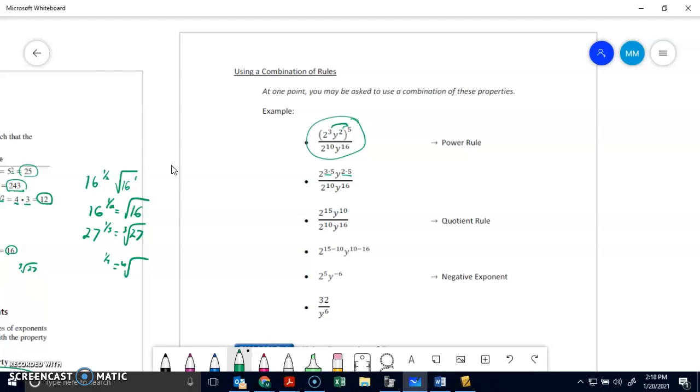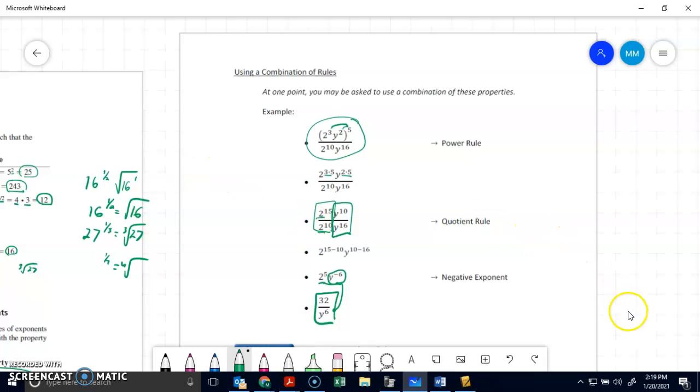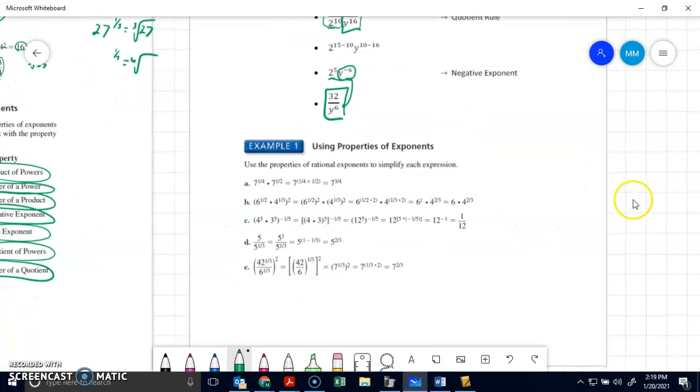Now I'm going to use the quotient rule. Both of these are base 2. I'm dividing, so I'm going to subtract those exponents. 15 minus 10 is 2 to the 5th. Subtract these exponents. Y is negative 6 is its exponent. 2 to the 5th is 32, and a negative exponent means reciprocal, which means it gets put in the denominator. So again, just a little bit of algebra 1 review to help you clean that up.